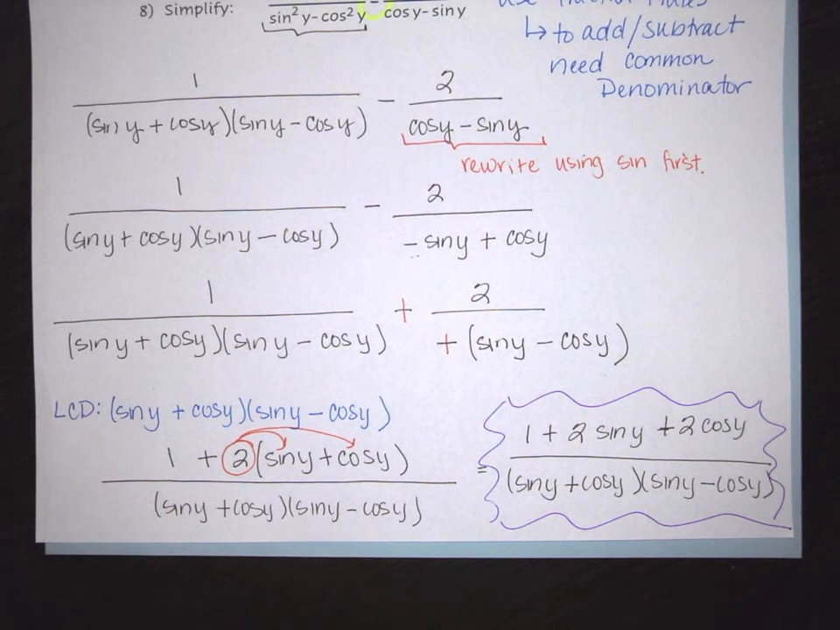So there you have it. Everything that you would need to know to be able to get a jump start on simplifying trigonometric expressions using some of our basic identities.